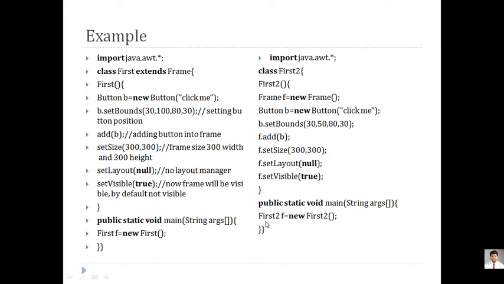So this is nothing but, and the same example, I am creating object of this class. Indirectly, I'm calling the constructor of this, and the constructor will do all its initialization. So this is the basic difference whenever we go for inheriting the frame. So this is nothing but called as an inheritance, and this is nothing but called as an association.